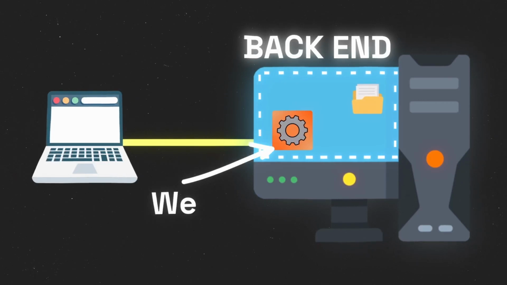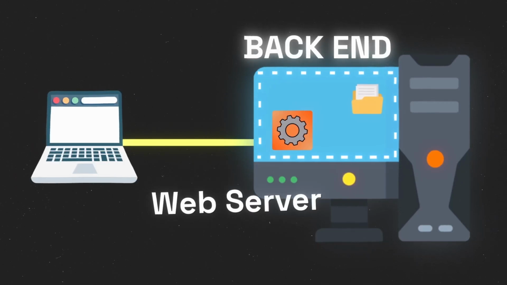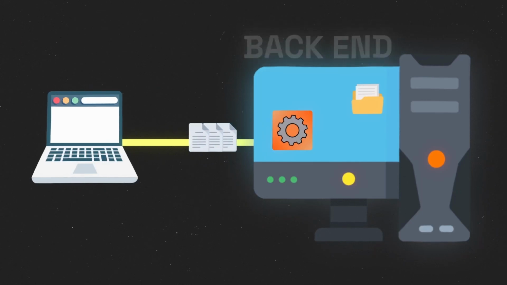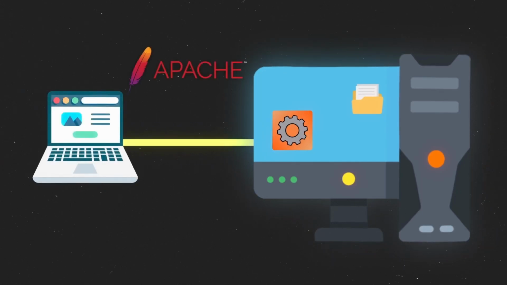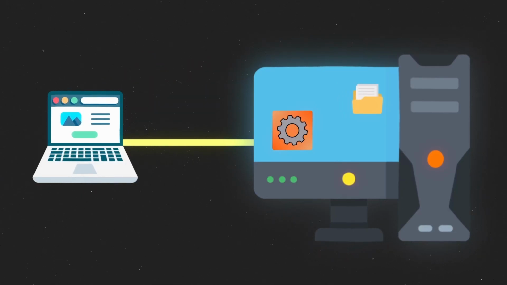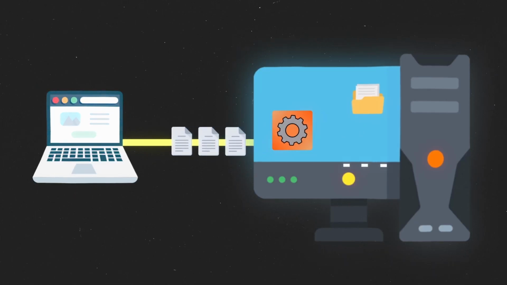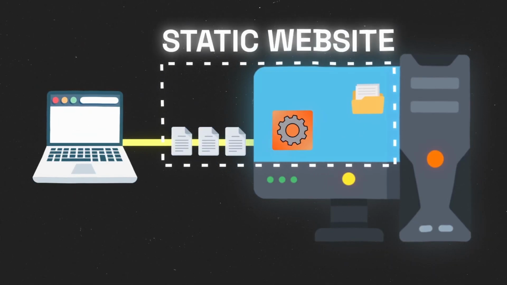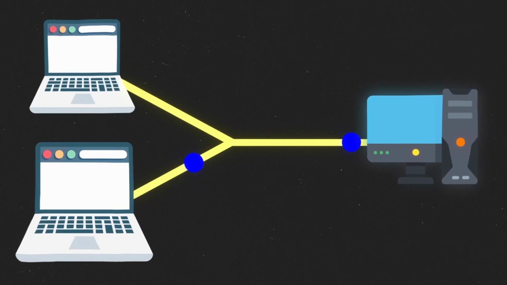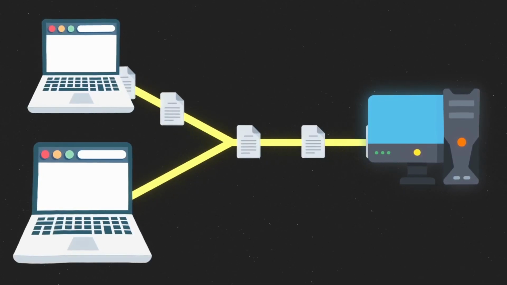In the backend, we have a program called the web server, which receives user requests, takes the files from a folder, and delivers these files to the client. This program can be Apache or Nginx, for example. So this type of website, which has a web server and the files in a folder, is called a static website, because the files that are sent will always be the same for any user that wants to see the website. So all our users will see the same content.